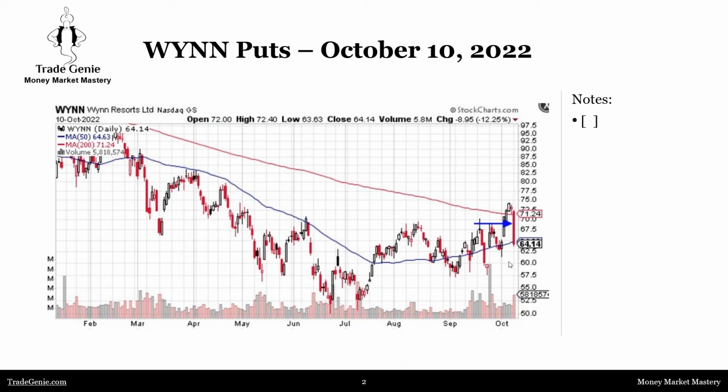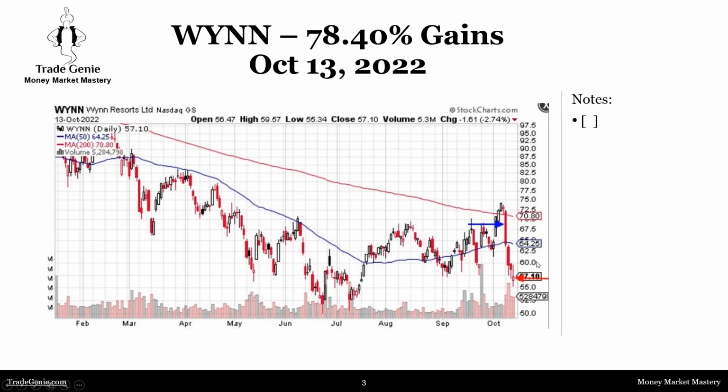So it's a big swoop down. So I better buy puts. I bought puts, and then it's just two or three days of a down move, and a profit of 78%.